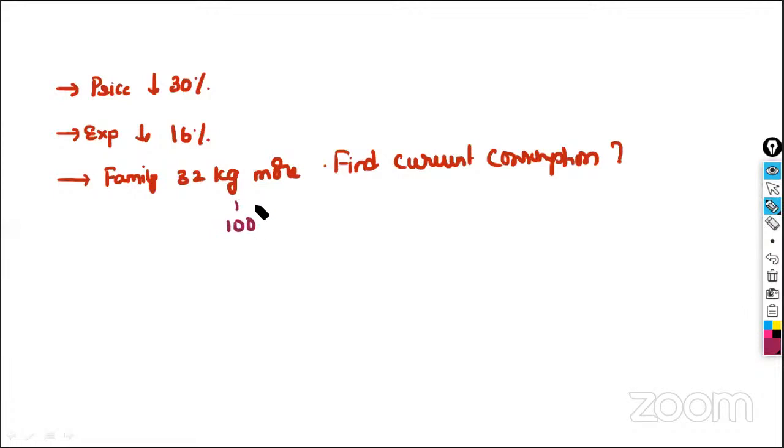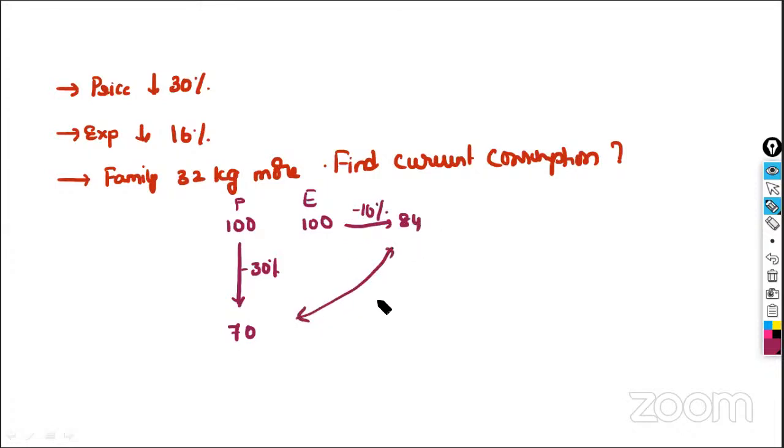So if price is 100, expenditure is 100. Price is reduced by 30%, that means 70. Expenditure also reduced by 16%, that means 84. So the difference is how much more? Still I am getting 14 more. So 14 upon 70.